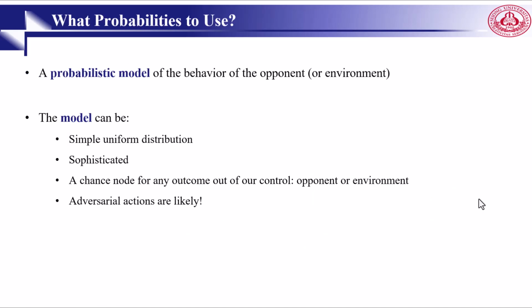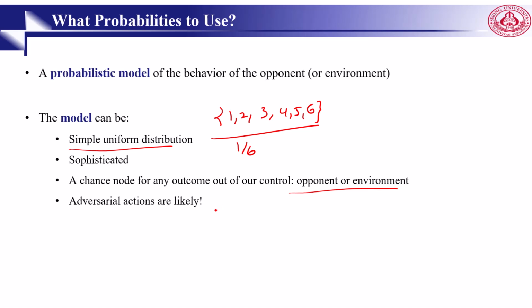Now we want to know what probabilities to use in Expectimax. In Expectimax Search, we have a probabilistic model of how the opponent or the environment will behave in any state. The model can be a simple uniform distribution. For example, rolling a die, you can get 1, 2, 3, 4, 5, and 6, and they have uniform probability, all of them 1 by 6. The model could be sophisticated and may require a great deal of computation. We have a chance node for any outcome out of our control, like the opponent or environment, and the model might say that adversarial actions are likely. For now, we assume that each chance node magically comes along with probabilities that specify the distribution of its outcome.